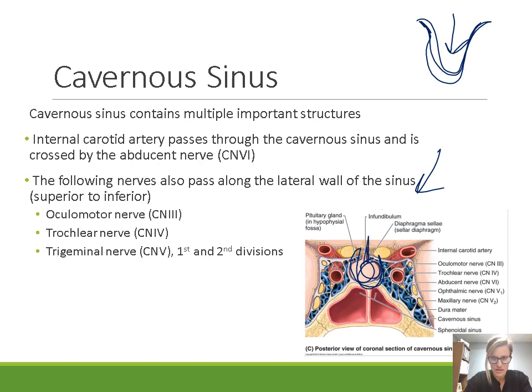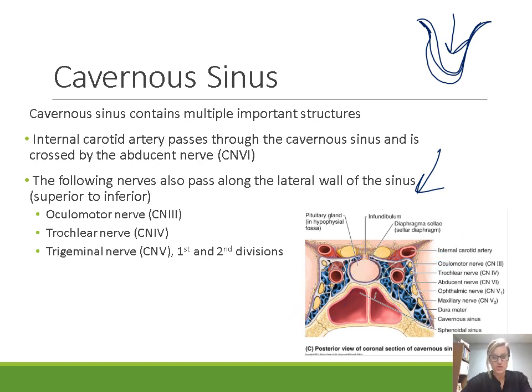The infundibulum is the little stalk that connects it to the hypothalamus. But we said that the cavernous sinus is one of the dural sinuses, so one of the areas where we've got a lot of oxygen poor blood draining from the brain. So you can see on either side of the pituitary gland, right? So this is the dural sinus. Over here is the dural sinus.